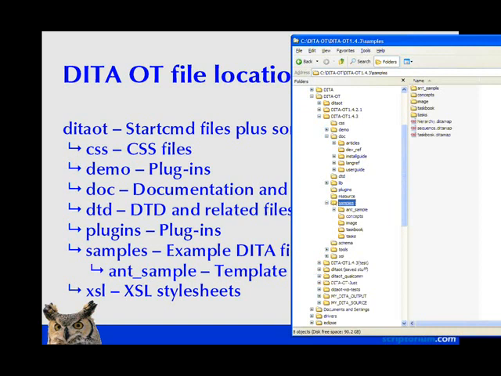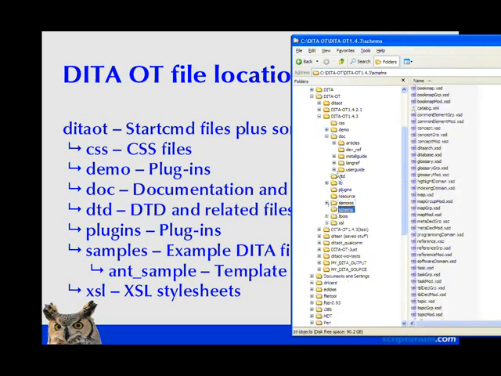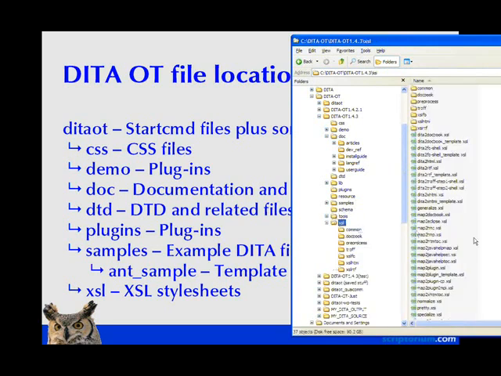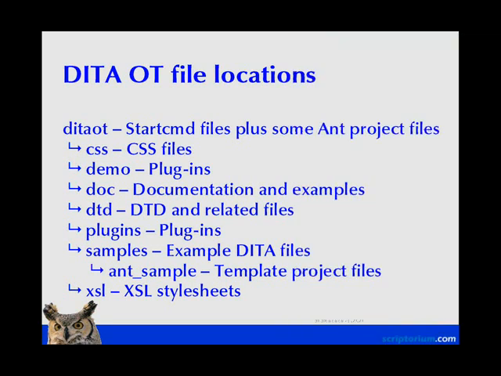The samples folder is also very useful because it contains a number of samples that you can use to test things, and a lot of the testing that we're going to do today is based on the files that are here in the samples folder. Schema is just the schema representation of what's in the DTD. Tools, this is just where ANT lives, and finally the XSL folder, this is where the XSL style sheets live.